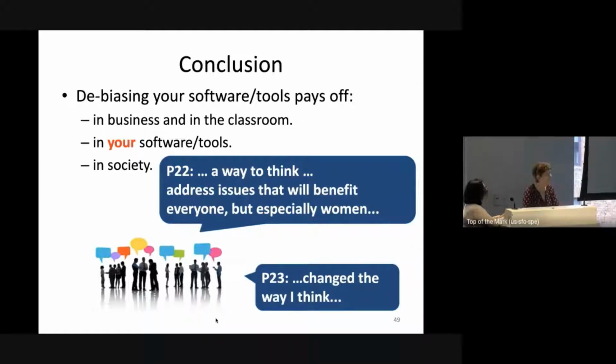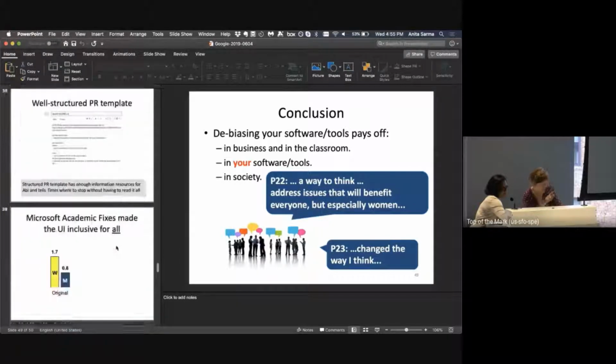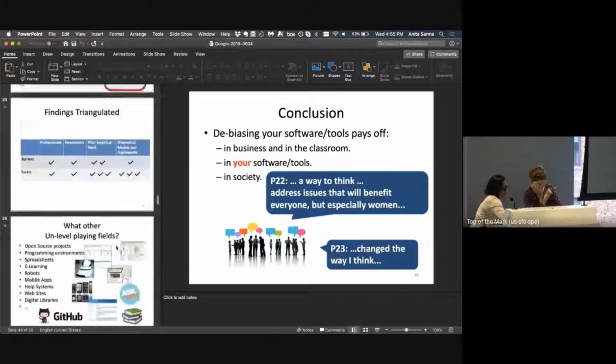Can I just add? It's still the persona thing. I think there's something with your pictures. They're all white people. No, they're not. They look very white. Maybe they're not, but they look very white.